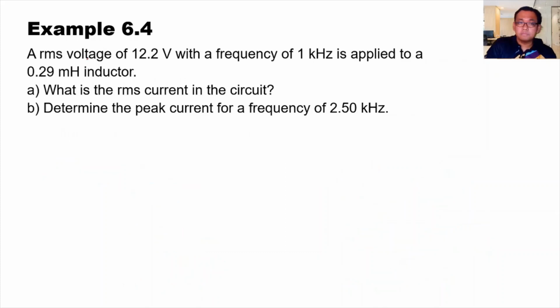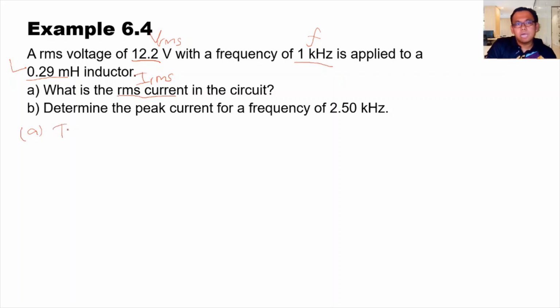Example 6.4. RMS voltage 12.2 volts, so this is the RMS voltage, with a frequency of 1 kilohertz. This is applied to a 0.29 millihenry inductor. What is the RMS current? So the RMS current in the circuit.